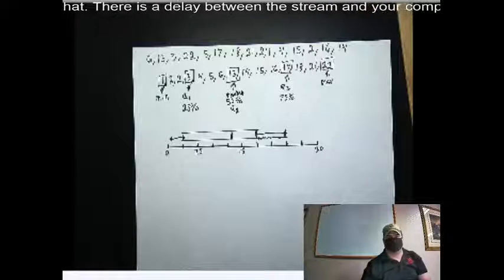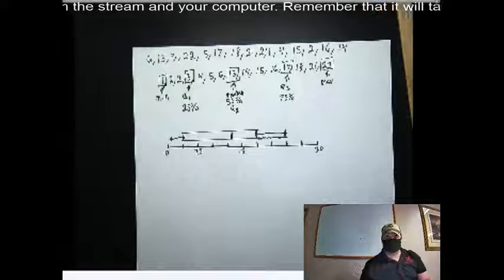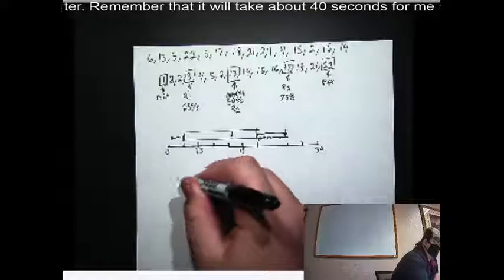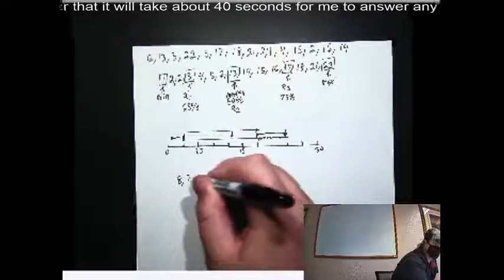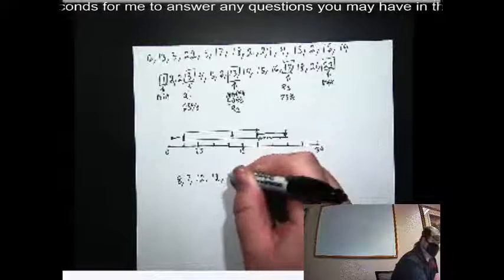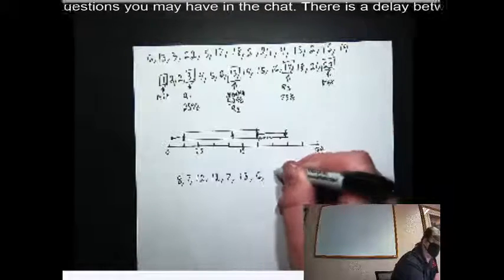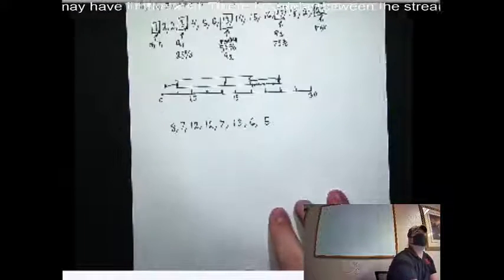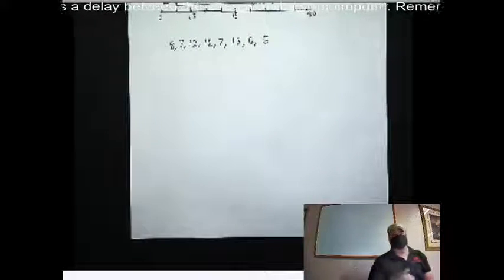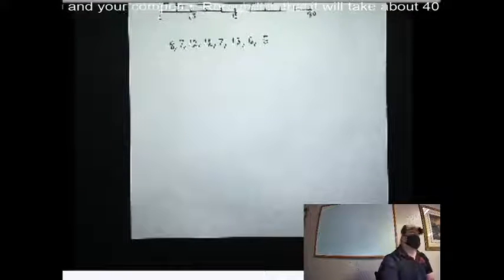Okay, let's try another one of these, get some more practice. Yeah, this looks like a good data set. Let's try 8, 7, 12, 12, 7, 13, 6, 5. So again, the first thing we want to do is find the median here, so we need to put this in order from least to greatest, or rank our data. So go ahead and help me do that.